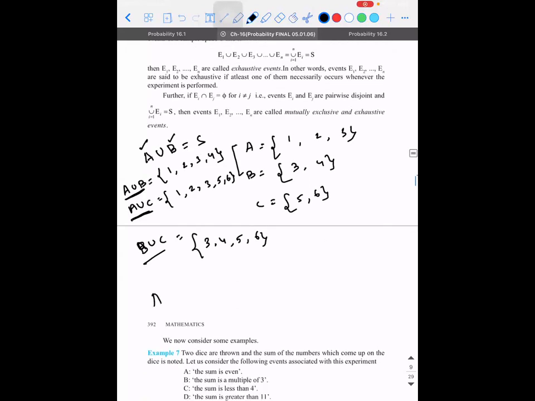But if I take the union of all these together, then I'll have 1, 2, 3, 4, 5, 6. Is this not equal to the sample space? Yes, sir. Okay. So if you take A and B alone, you cannot call them exhaustive events. A and C alone are not exhaustive. B and C alone are not exhaustive. But A, B, and C together are exhaustive.